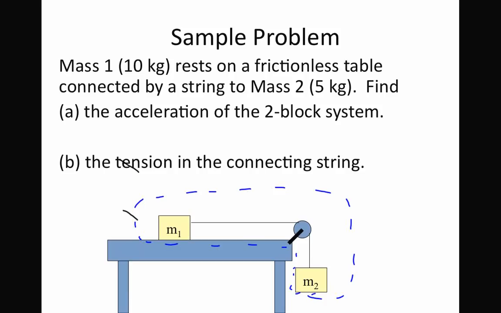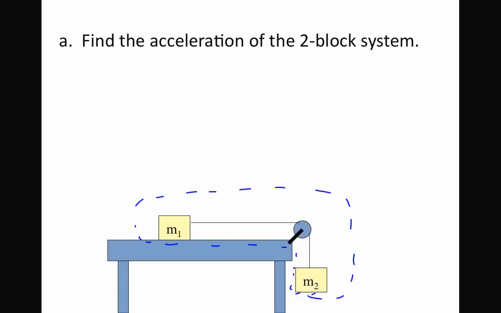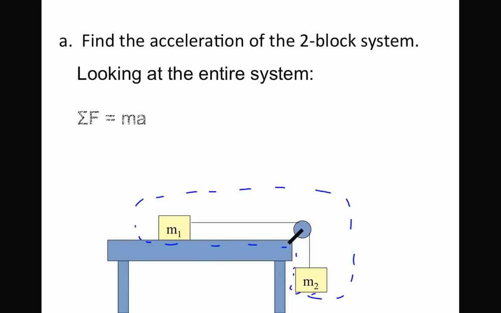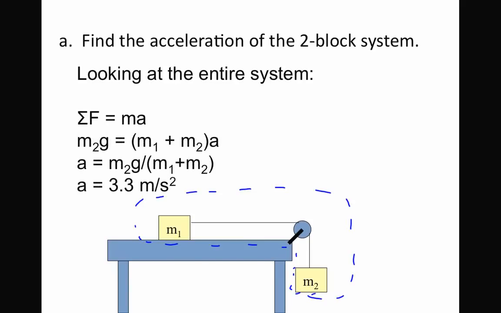So here's an example problem. Again, considering the entire system there, we're going to need to find the acceleration of the system and then focus in on one object to find the tension. So how do we find the acceleration? Well, we look at the whole system. We already talked about this before, that the net force is going to be M2G, and that gives us the ability to find the acceleration, which is 3.3.